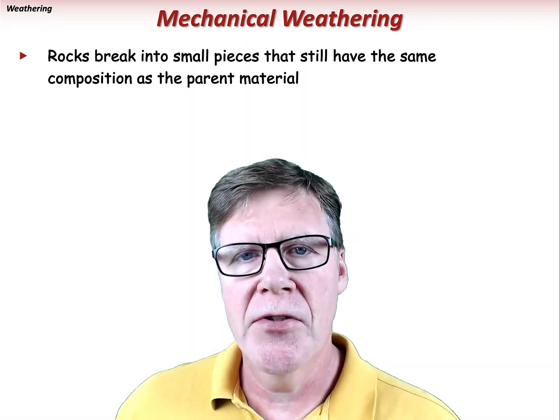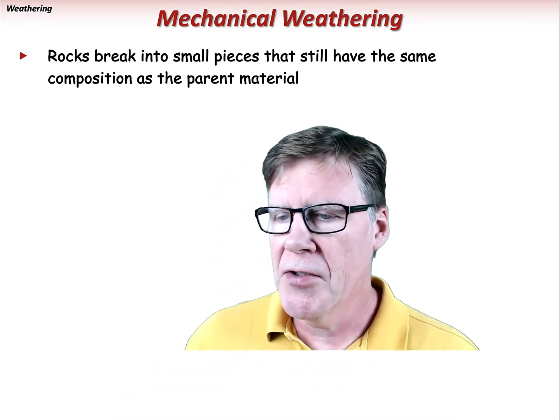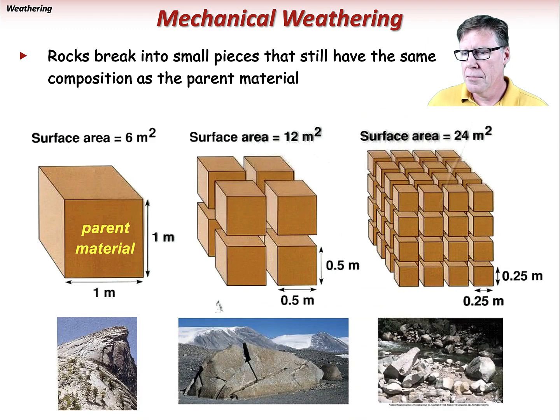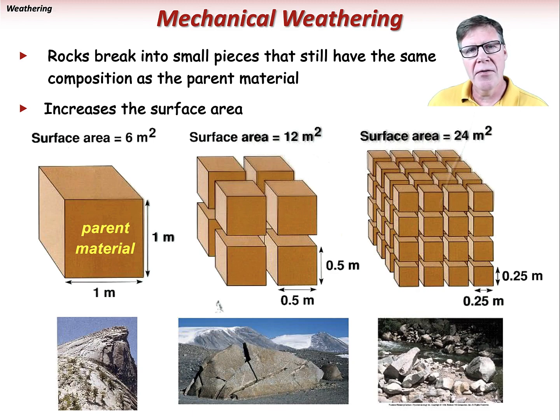Mechanical weathering includes processes that break rock into smaller pieces of the same composition as the parent material. This has the progressive effect of increasing the surface area of the weathered material and can greatly increase the effectiveness of chemical weathering as well.